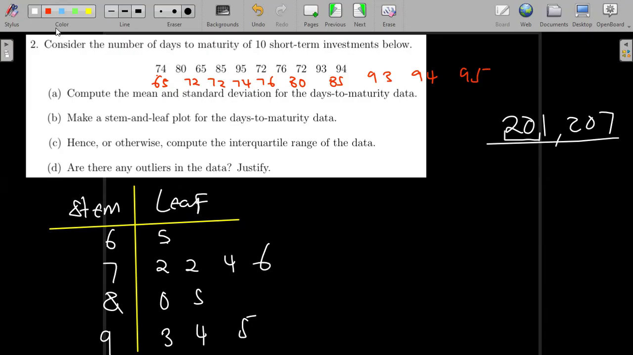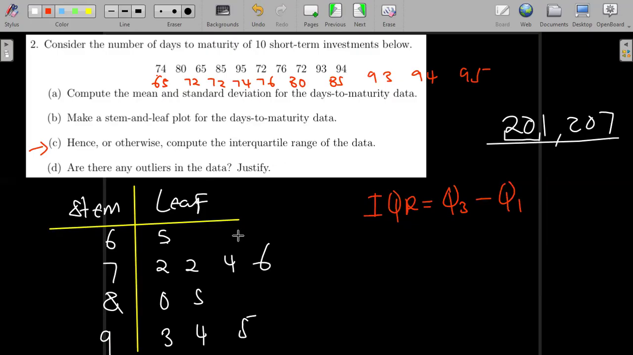All right, and then question C, this one here, they're saying hence or otherwise compute the interquartile range. So now the interquartile range is equal to, okay, Q3 minus Q1. So Q3 is the median of the upper half of the data, and then Q1 is the median, okay, or the middle value of the what? Of the lower half of the data. Okay, so we can easily find Q1, we can easily find Q2, okay?